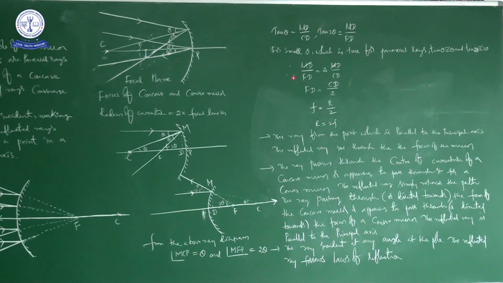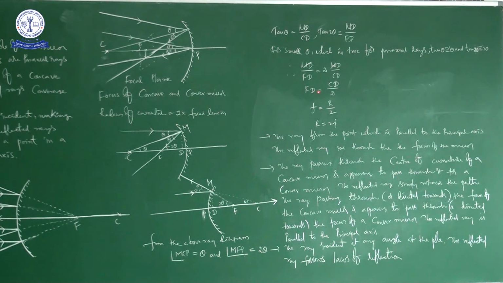Okay. So now we can write this one. MD by FD is equal to 2 into MD by CD. These two will get cancelled. FD is equal to CD by 2.